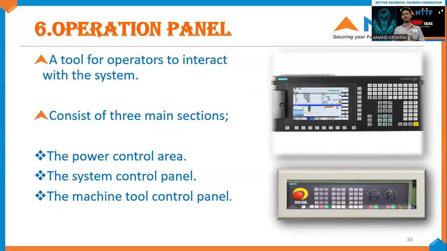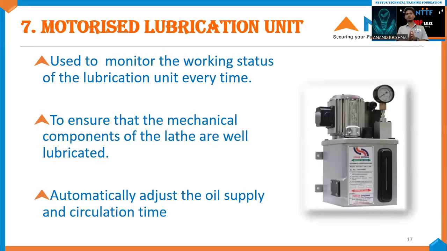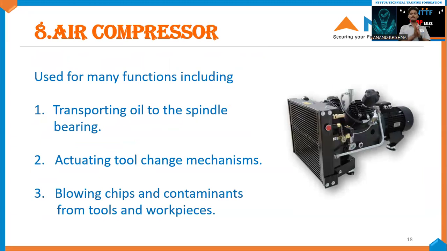Sixth one, operation panel. It is a major tool for operators to interact with the system. It consists of three main sections. First one, the power control area. Second one, the system control panel. And the third one, the machine tool control panel. Seventh one, motorized lubrication unit or ML. This is used to monitor the working status of the lubrication unit at all times. It is to ensure that the mechanical components of the lathe are well lubricated and to automatically adjust the oil supply and circulation time.